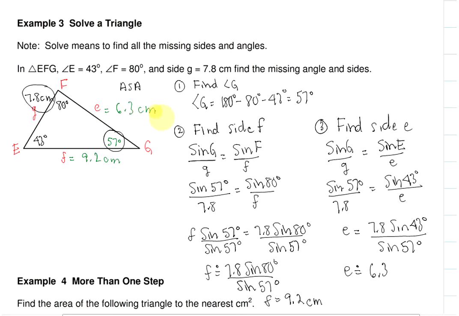Okay, so we have solved our triangle. Our solution is that F is 9.2 centimeters, E is 6.3 centimeters, and angle G is 57 degrees. Okay, and that concludes example number 3.